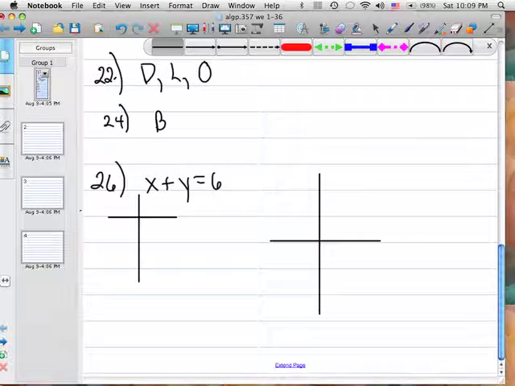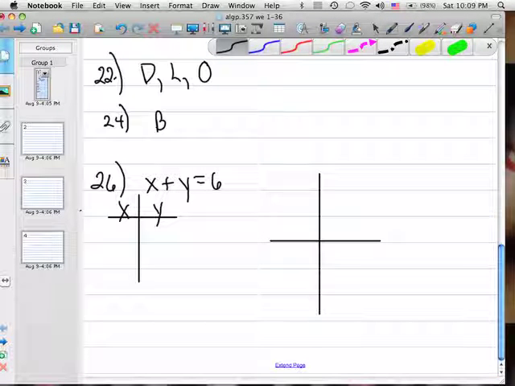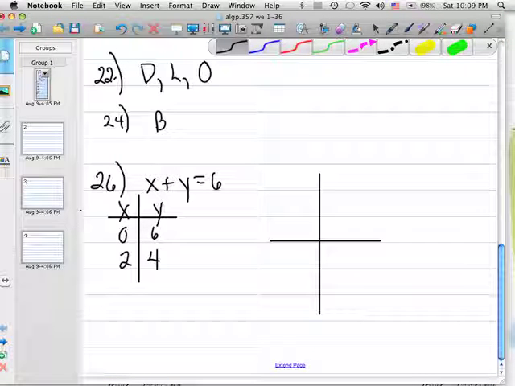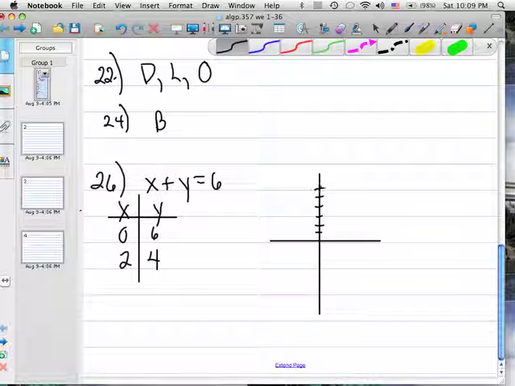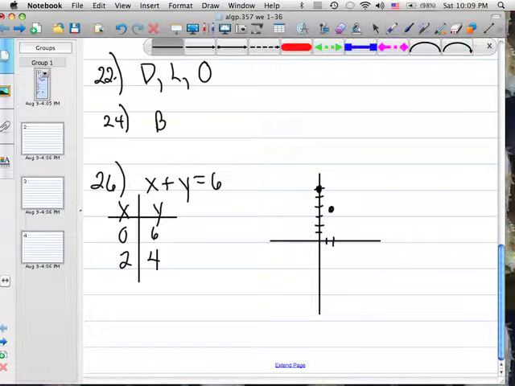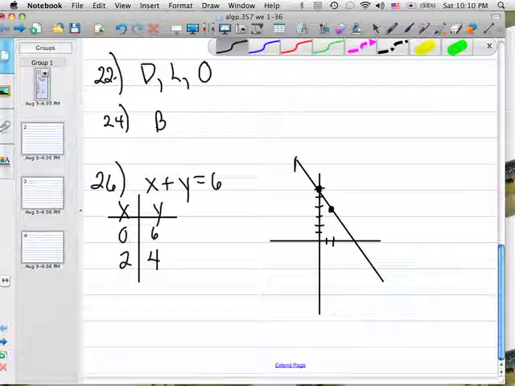So we're going to make a little chart here. So if x, we want to find 2 ordered pairs that work to make the line. If x is 0, then y could be 6. If x was 2, then y could be 4. So if x is 0 and y is 6, that would be 1 point. And if x is 2 and y is 4, that would be another. So there's my line. Make sure when you draw your lines, they go through as many quadrants as you can get them through.